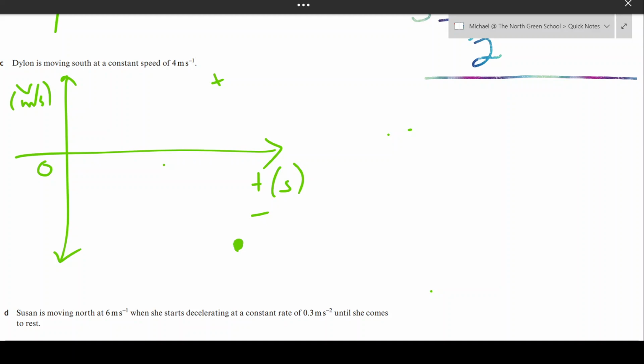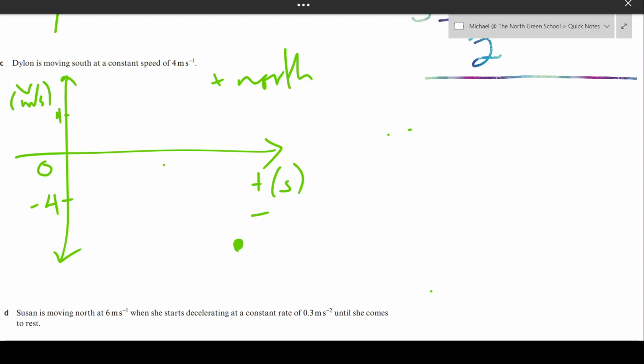So what's his initial speed? Let's think about it so that we know where to start from. Dylan is moving south at a constant speed of 4 meters per second. This tells us that at the very moment that we see Dylan, he's already at a speed of 4 meters per second. But now, should we put him up here, 4, or down here, negative 4? Well, because he's moving south, let's put him down here, because we said let's pick the north to be positive. You can just make this decision all by yourself. So if he's moving south, we can take negative 4 as his initial velocity.